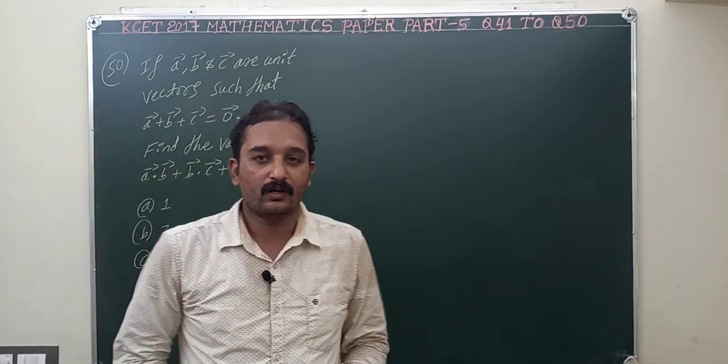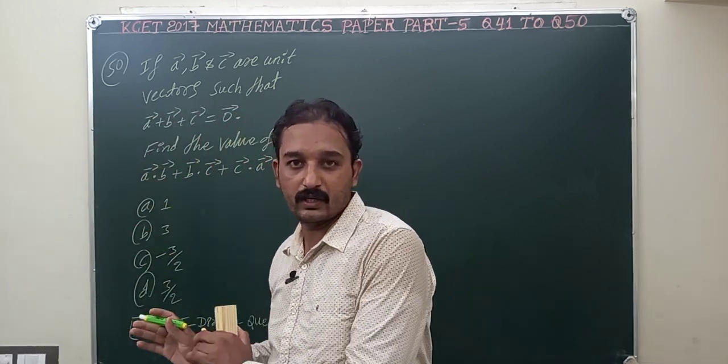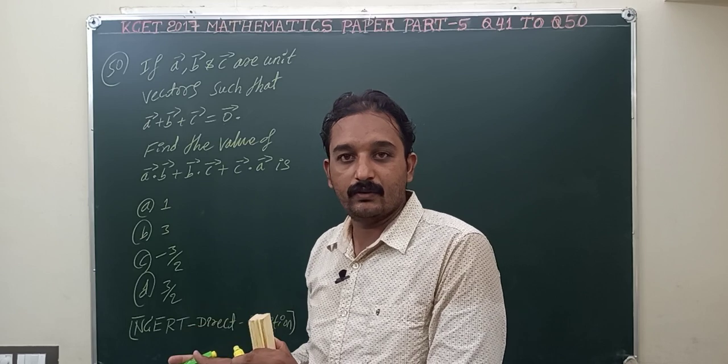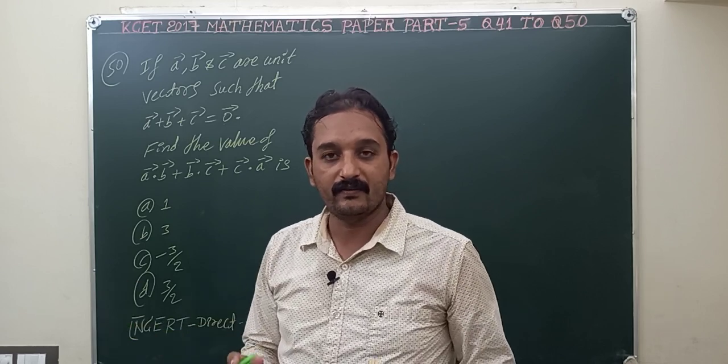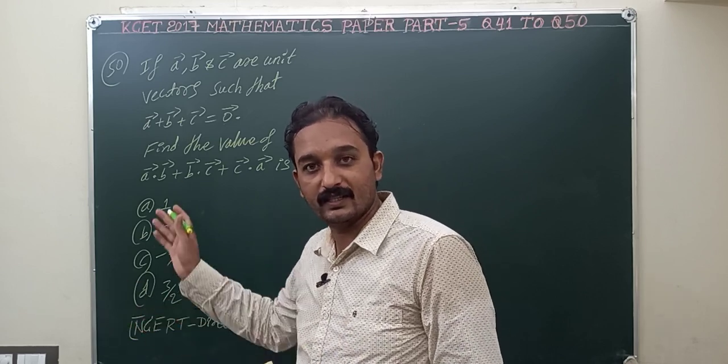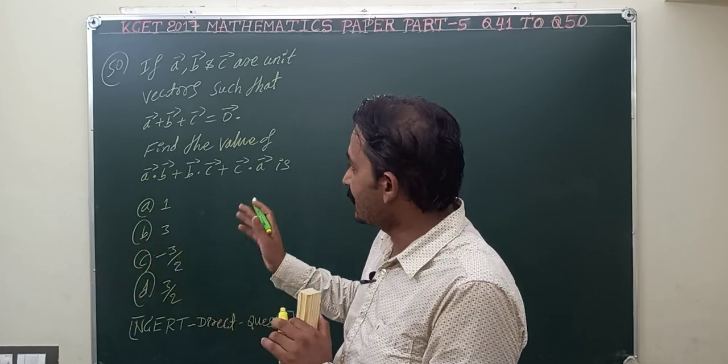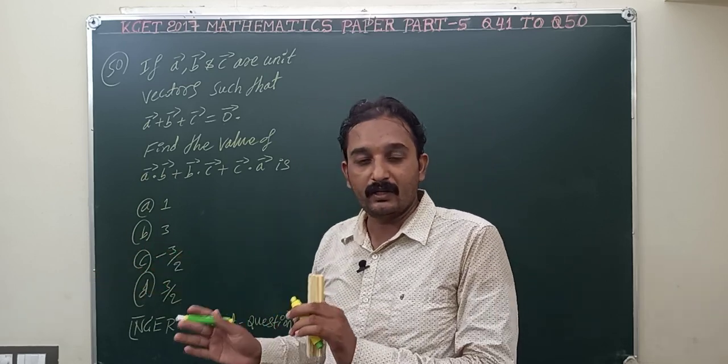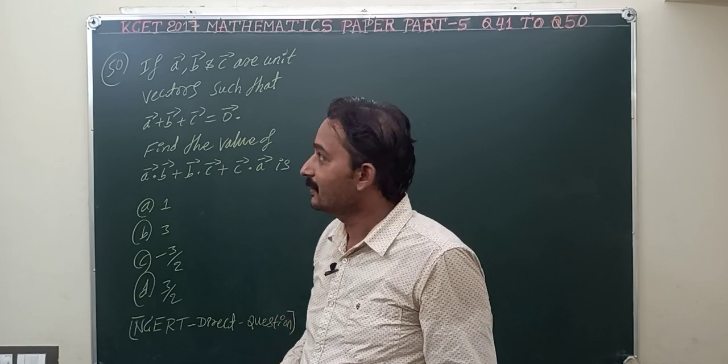So now let us move on to the last question of this video, question number 50. Once again this question is based on the chapter vector. They ask 5 or 6 questions on this chapter in KCET. Let us take in this case the second question. This question is particularly based on dot product. Once again let us see the question.